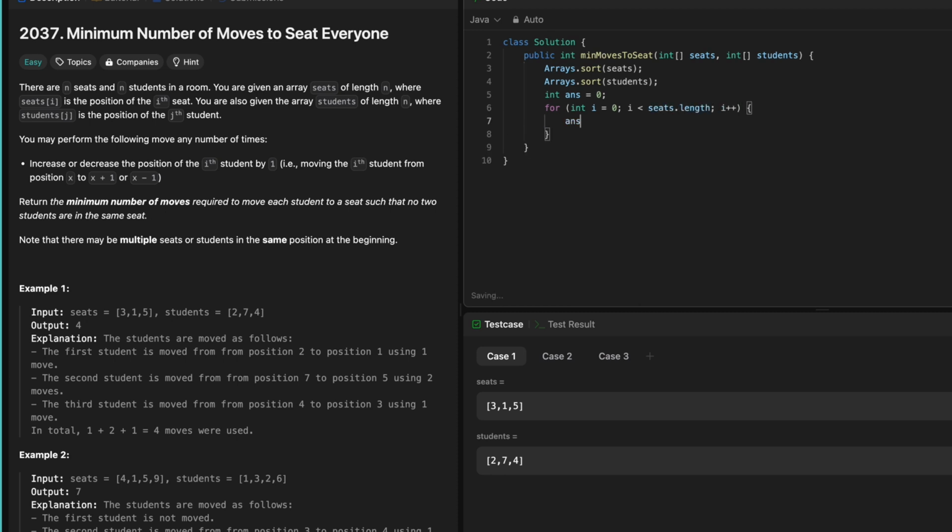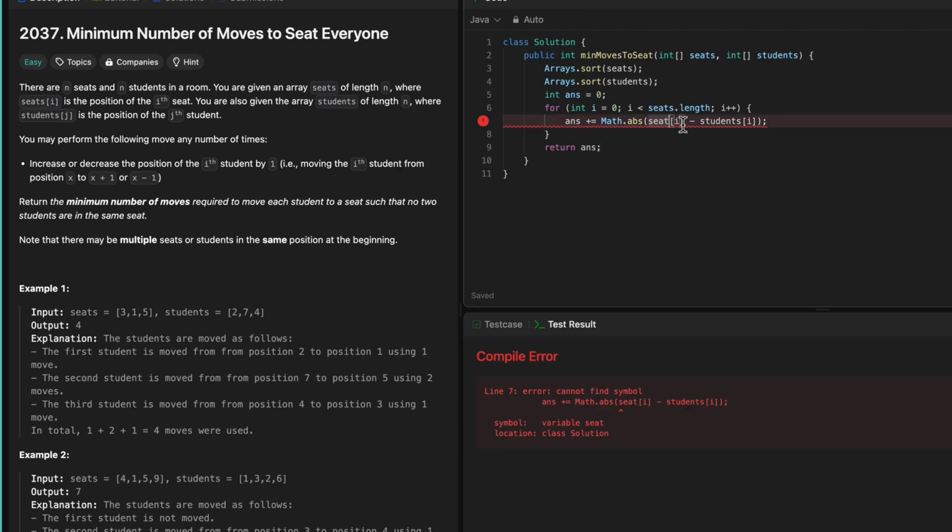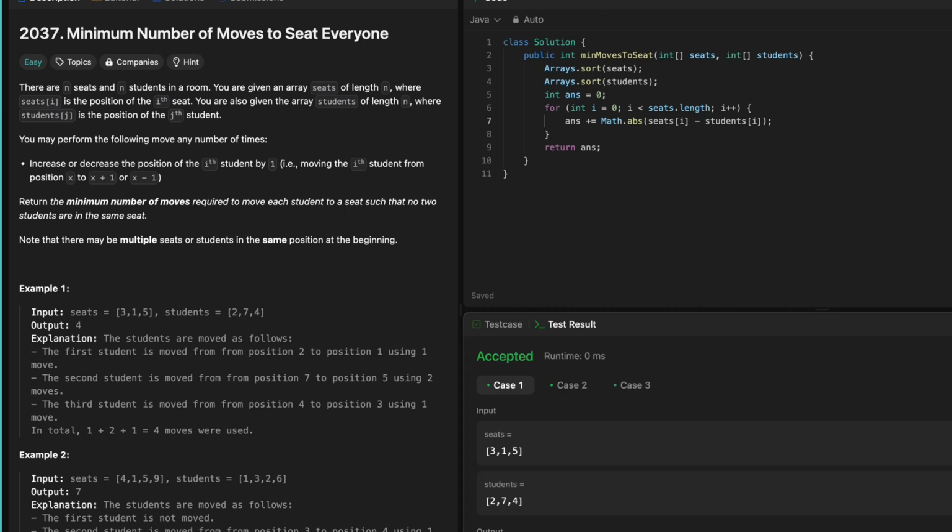So now the idea is that because we can move in either direction, negative or positive, they will count in the number of moves. So we will just use Math.abs for that, to get the absolute value. And let's return the answer now. Yeah, that is enough. I think let's run this code. It should be seats, not seat. Yeah, let's run it again. Let's submit the code now.